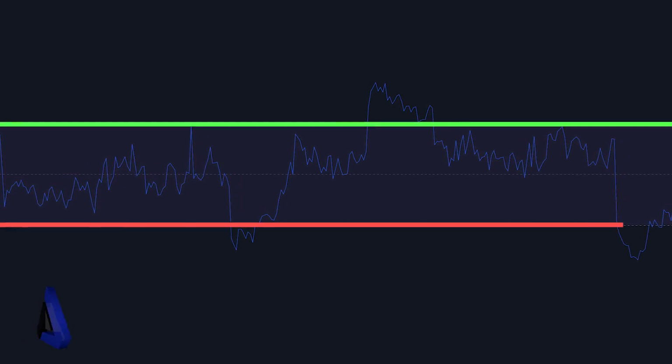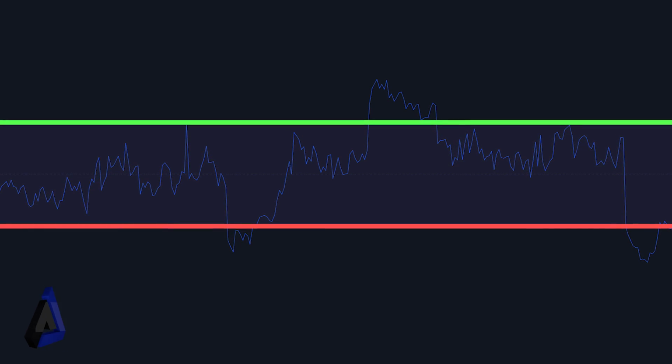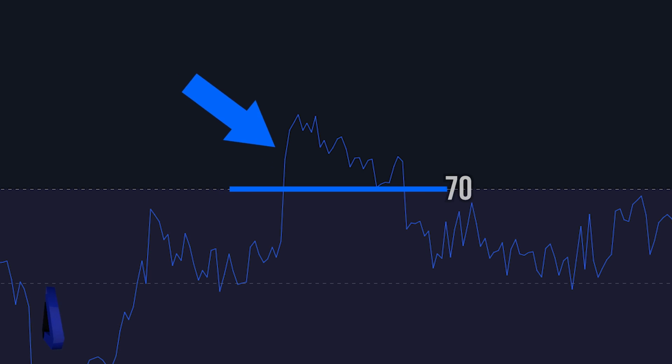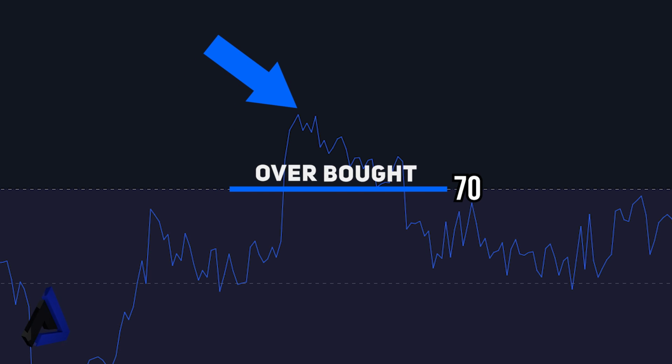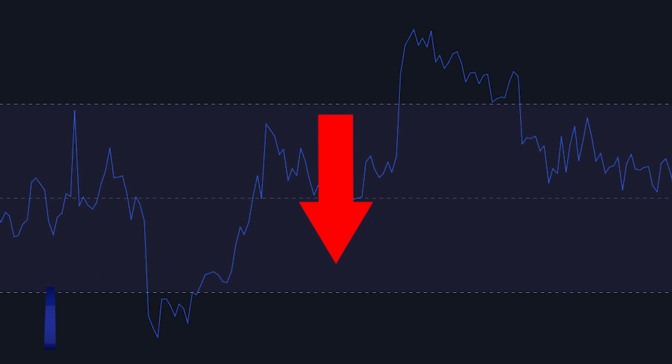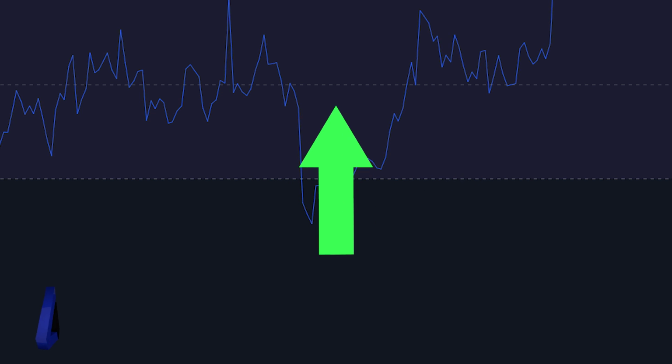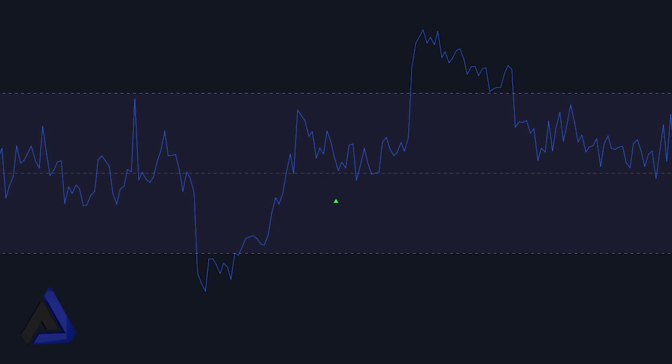So the misconception is that the overbought and oversold levels on the RSI are specifically for finding reversals. If the RSI is above 70, this is where the market is considered overbought and we can expect the price to reverse down. Same with the RSI going below 30. The market is considered oversold and we can expect the market to reverse up. Well, this is completely wrong.